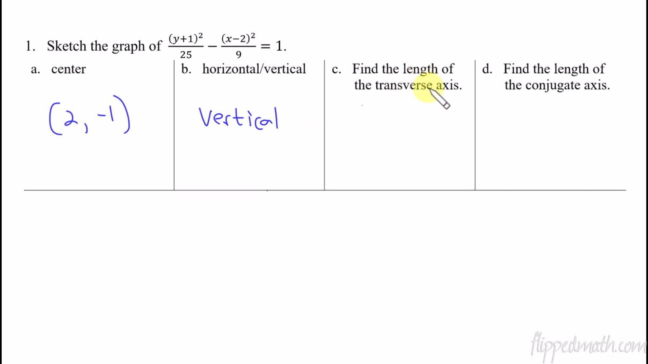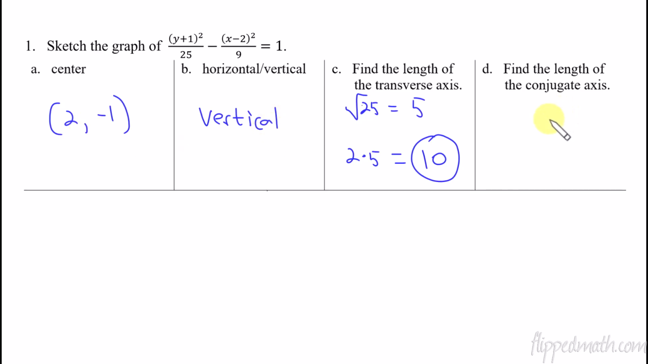find the length of the transverse axis, the one that transverses the vertices. So since it's vertical, I'm going to work with the value underneath the y. That is the 25, I want to take the square root of that. So the square root of 25 is going to equal 5, and then I'm going to double that value of 5 to give me 10. So 10 is the length of the transverse axis, or 5 away from the center is where the vertices are. 5 away from the center going up and down.